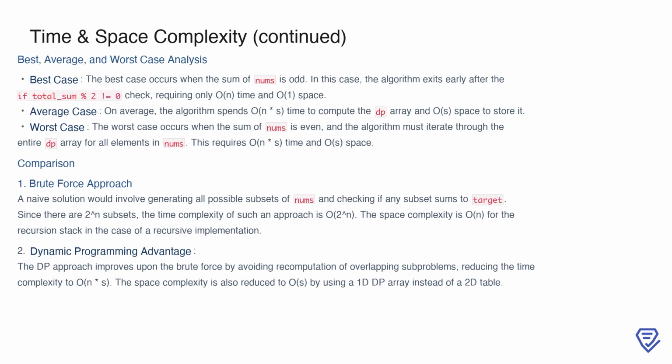Compared to a brute force approach, which would generate all subsets of nums and check if any subset sums to target, the dynamic programming solution is far more efficient. The brute force method has a time complexity of 2 to the power of n, since there are 2 to the power of n subsets, and a space complexity of O(n) for the recursion stack in a recursive implementation. The dp solution avoids redundant calculations by reusing previously computed results, reducing the time complexity to O(n*s), and the space complexity to O(s) by using a 1D array instead of a 2D table.